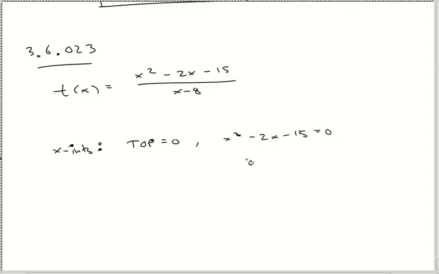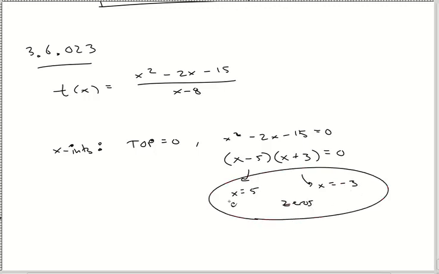How do I find that? Well, I'm going to factor if I can. I think it's factorable. So I think it's like 5 and 3, negative 5, positive 3. Yeah, that should work. So then I got x equals 5 and x equals negative 3. And these are zeros. These are x-intercepts right here, okay?